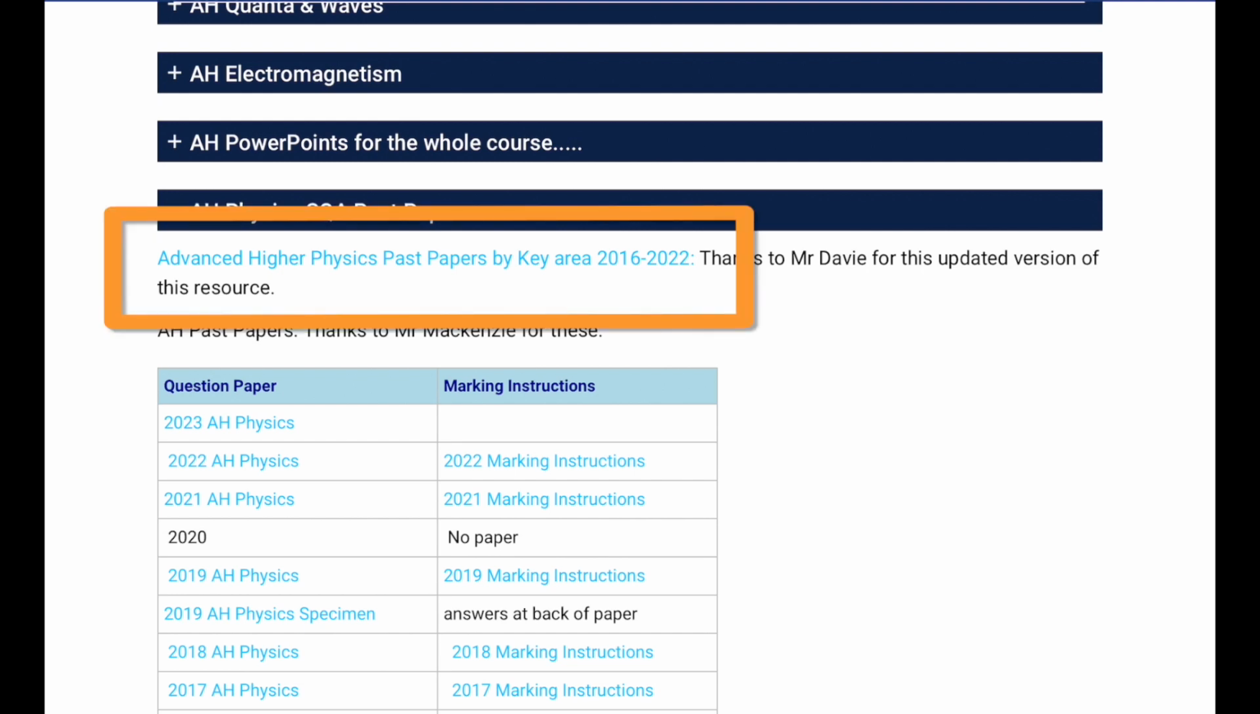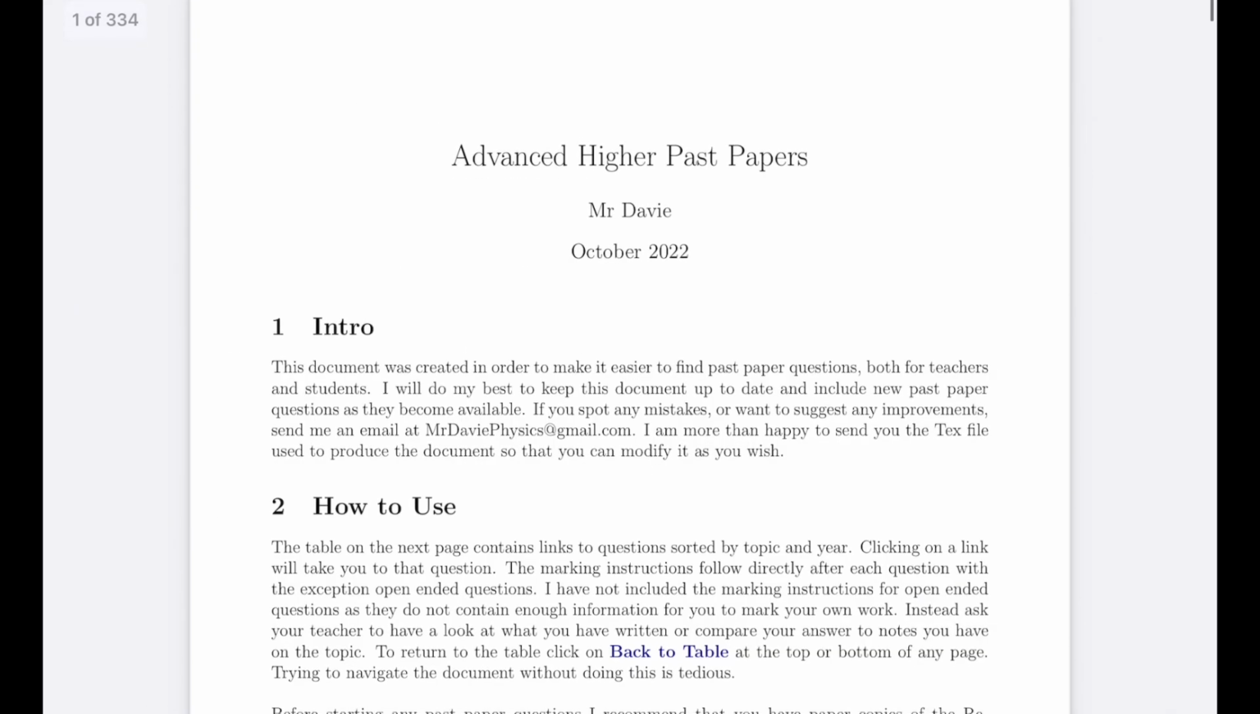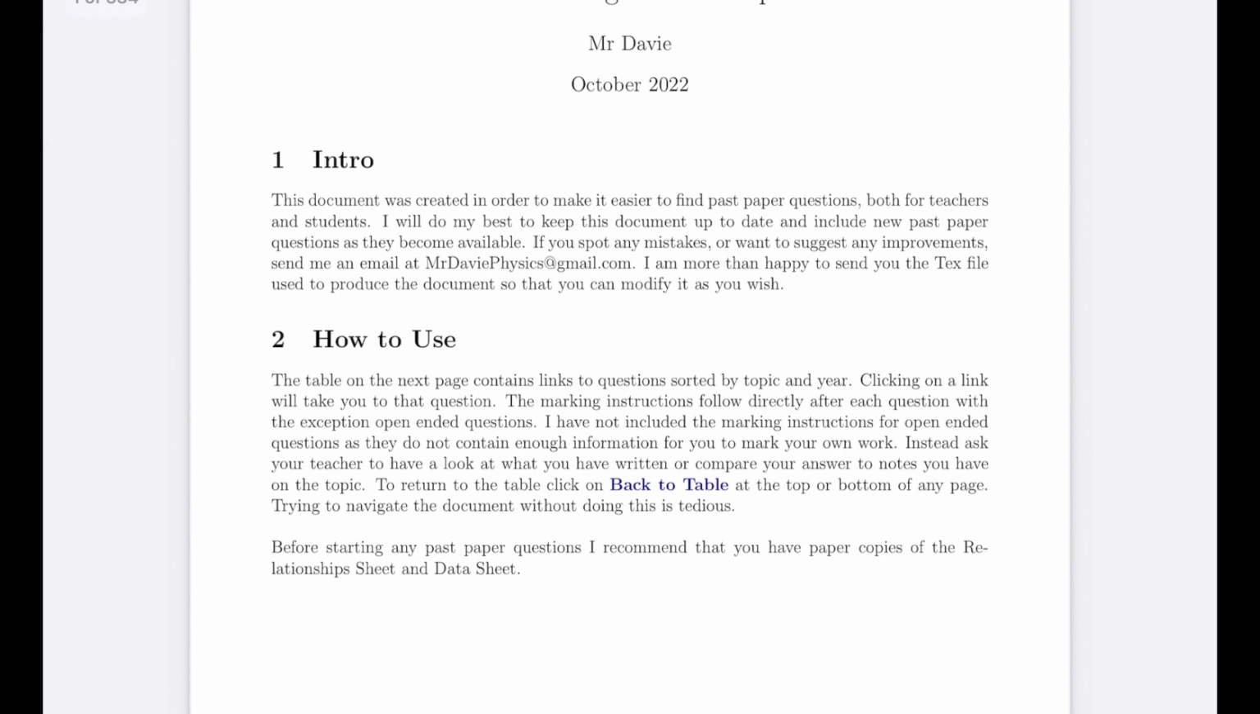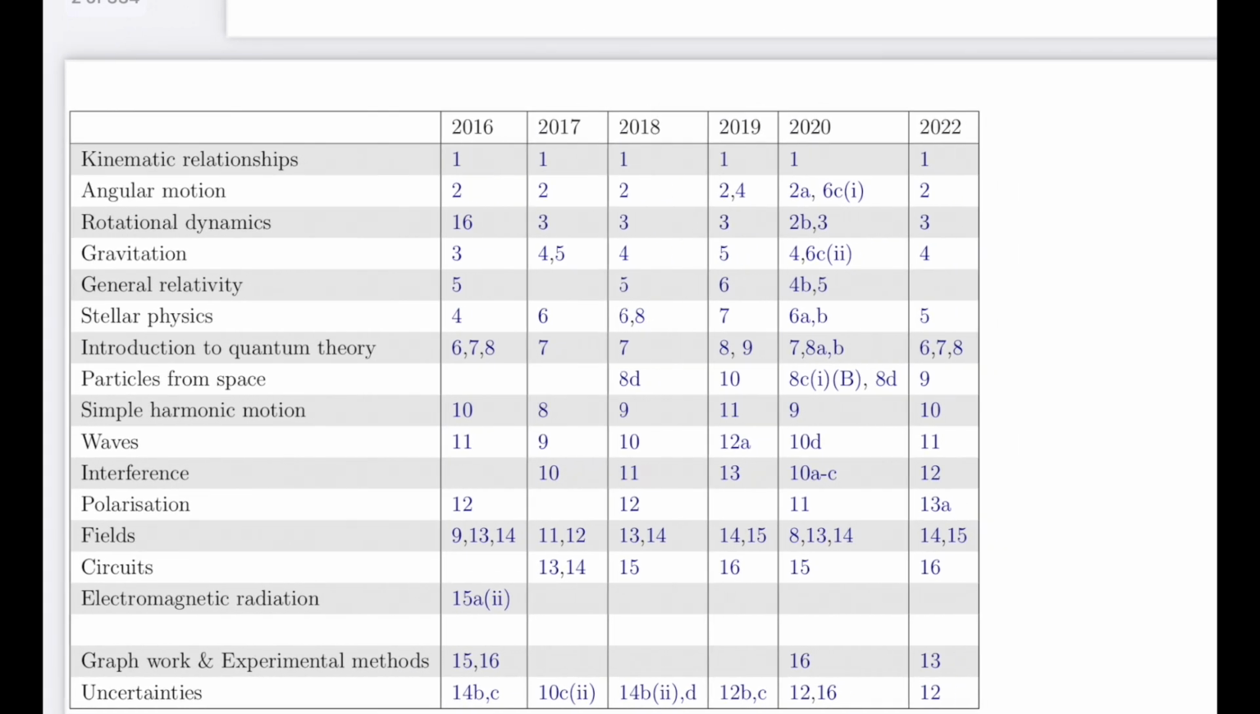It's Advanced Higher Physics Past Papers by Key Area, and thanks to Mr. Davey for this resource. If you click on that, then you'll get to an interactive PDF, and if I scroll down you can see all the key areas in the Advanced Higher Physics course, and there are the questions that are in the individual papers from 2016 to 2022. If we're looking for an angular motion question, it's usually question 2, and if you click on one of them it will take you straight to the question, and tagged on the end of it is also the SQA marking instructions as well. It's a fabulous resource, so a big shout out to Mr. Davey for that.